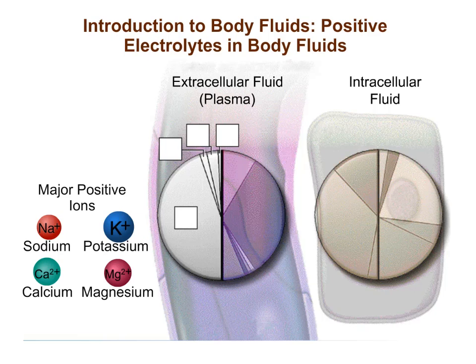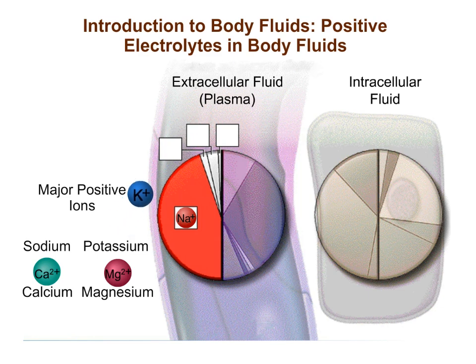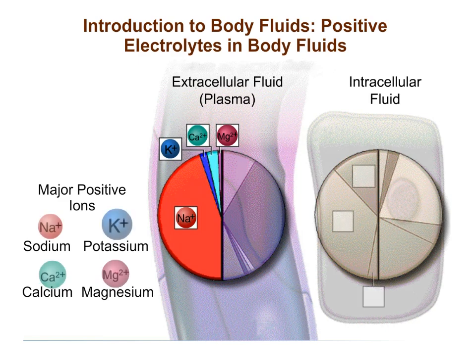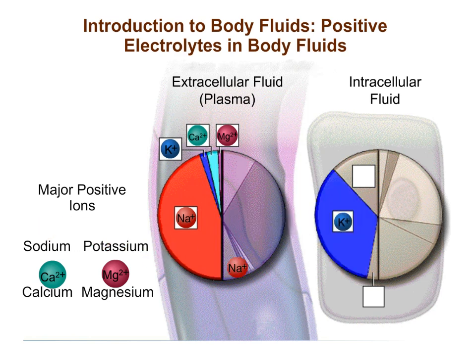The electrolyte composition of extracellular fluids and intracellular fluids have significant differences. Filling in the pie graph will help illustrate these differences. In addition to sodium, extracellular fluid contains the positive ions potassium, calcium, and magnesium. The intracellular fluid contains the positive ions potassium, sodium, and magnesium.